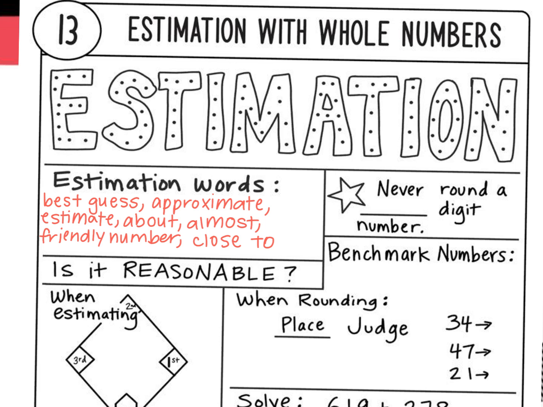Now, when we're estimating, we never round a single digit number. Okay? That's a rule that we need to know. When we're estimating, don't round a single digit number. Anything greater than a single digit, so 2 digit or more, yes, you can estimate, you can round those to make them easier to work with.